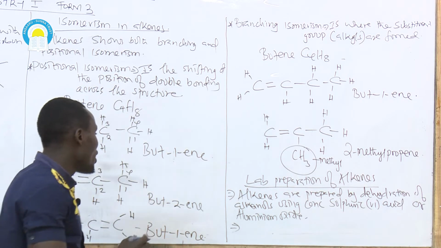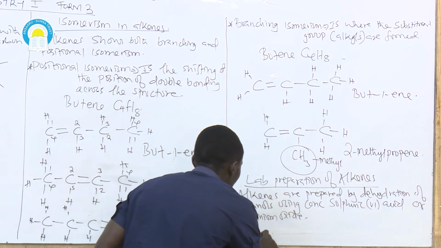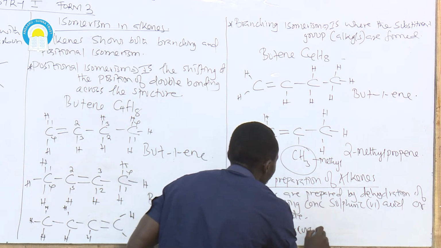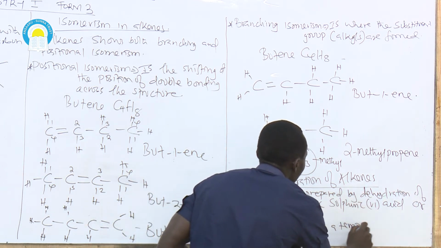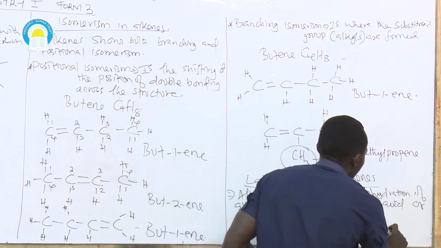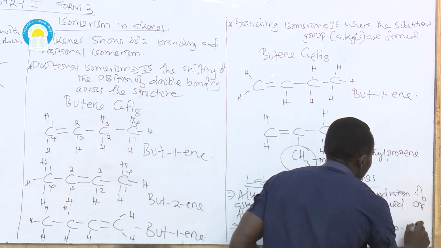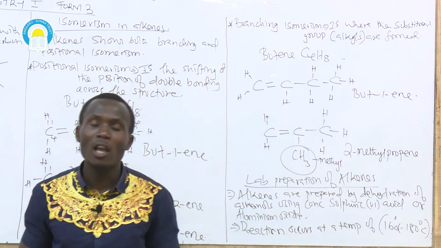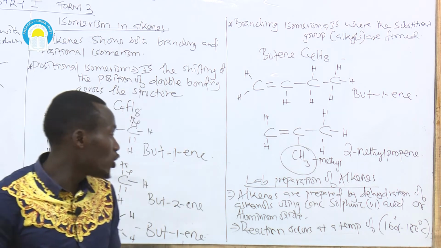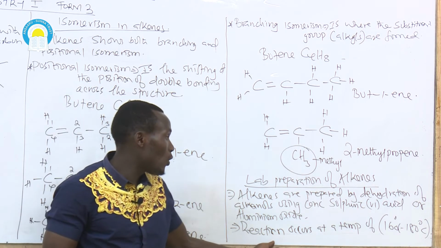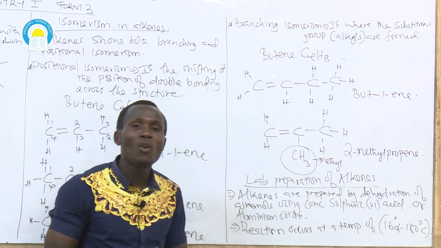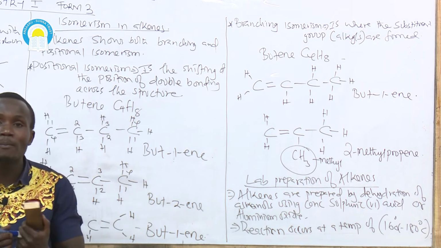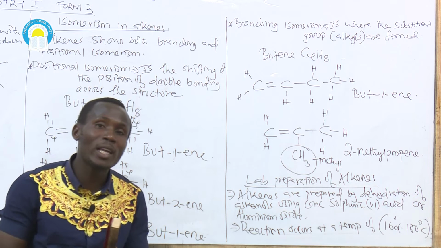So we have said that the reaction occurs at a temperature of 160 to 180 degrees Celsius. Below that temperature, there is going to be incomplete dehydration. Therefore, instead of formation of an alkene, we get alkanals. And the corresponding alkene will be obtained from its corresponding alkanol.